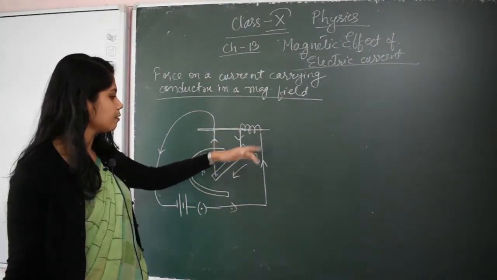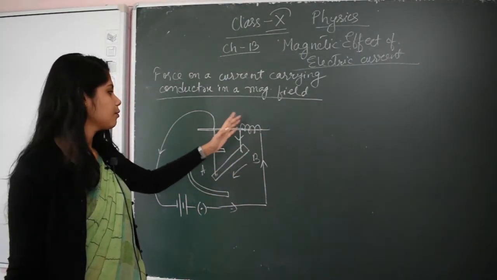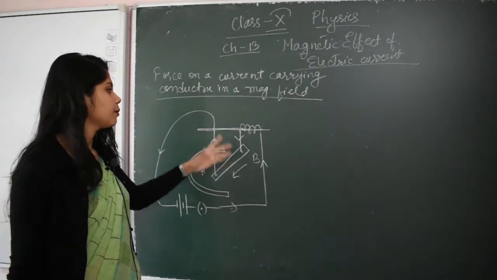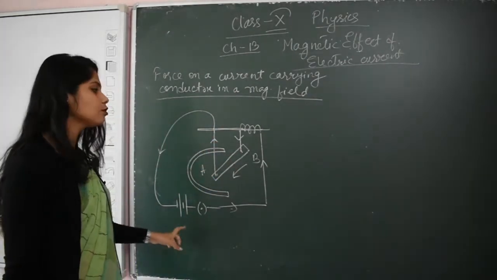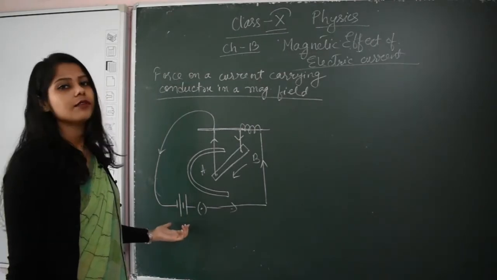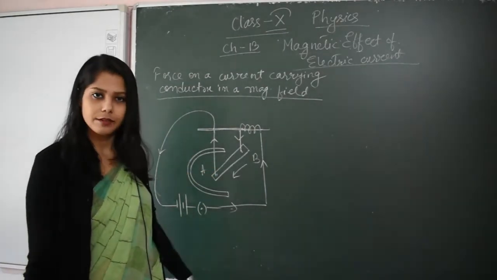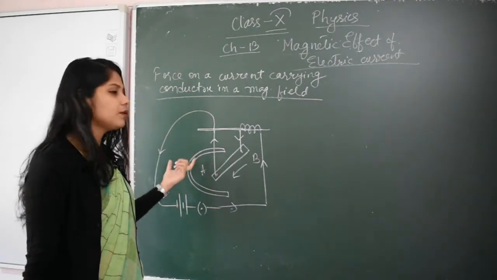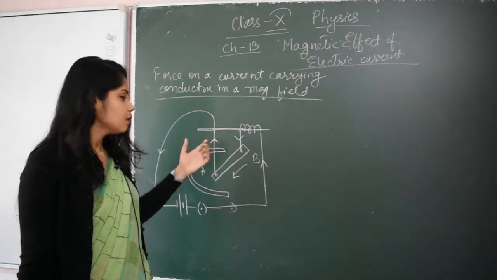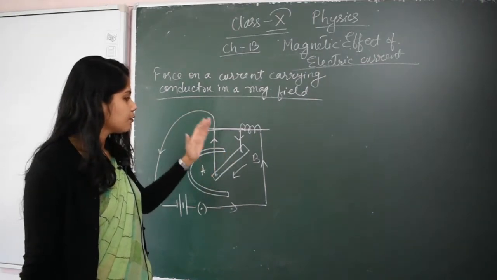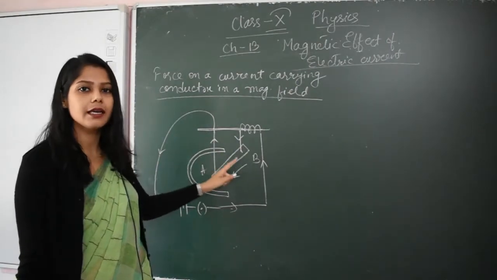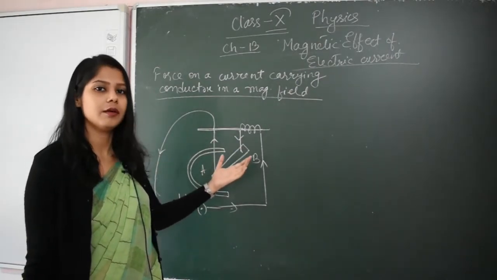As I already said, if I start the current from B to A, then it moves towards the left, and if I go from A to B, reversing the polarity of the battery, then it will move in the opposite direction. So this force from the magnet, this magnetic field, will exert a force on this current carrying conductor, the aluminium rod.